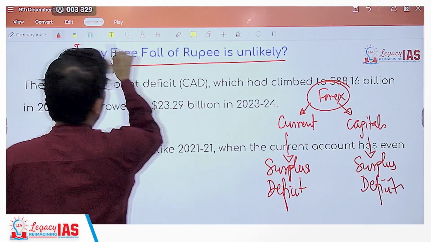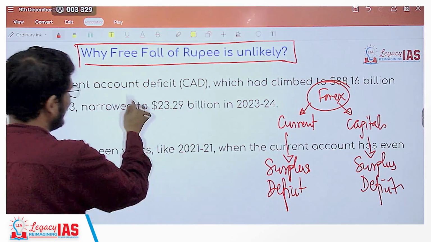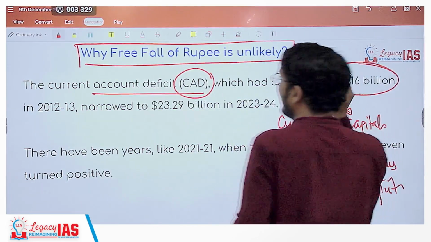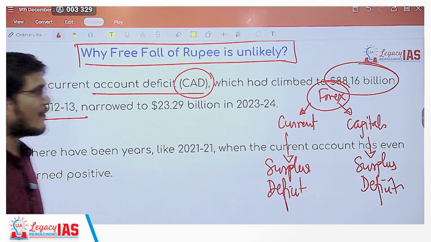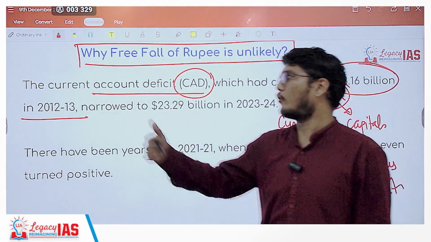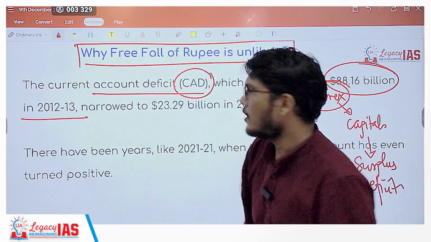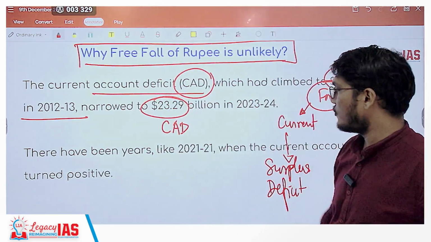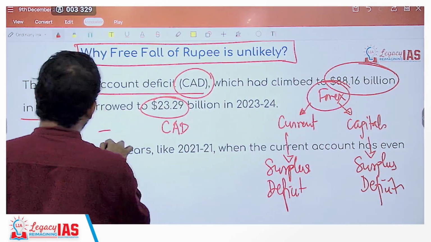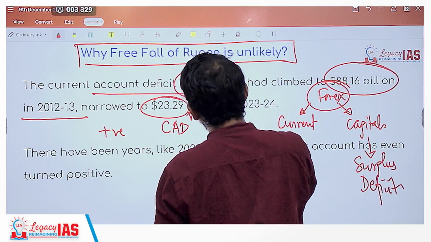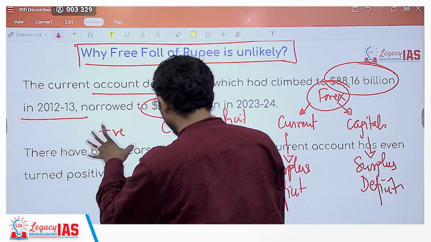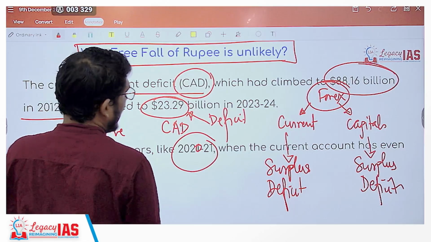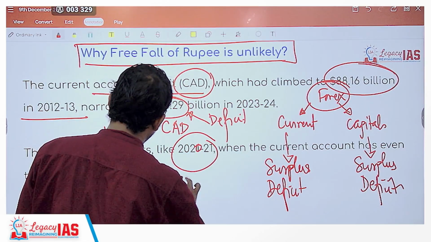But why the free fall is unlikely is because the current account deficit, called the CAD, had previously climbed to around $88 billion in 2012-13. Meaning we were in a deficit of $88 billion in 2012-13. Now we have reduced it so much that the current account deficit is just $23.29 billion. Not just that, many times it has been positive also. There have been years, for example 2020-21, when the current account deficit was positive. Positive means it was not a deficit, it was a surplus.